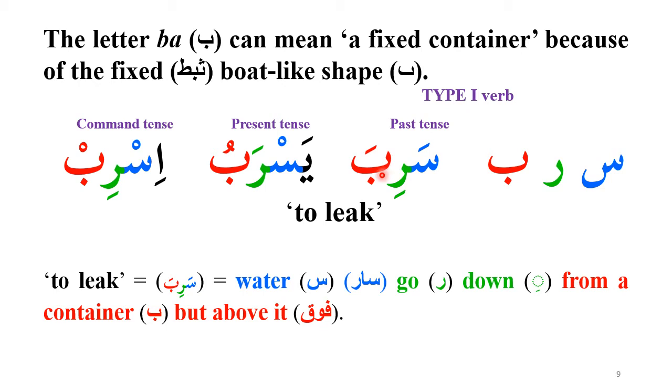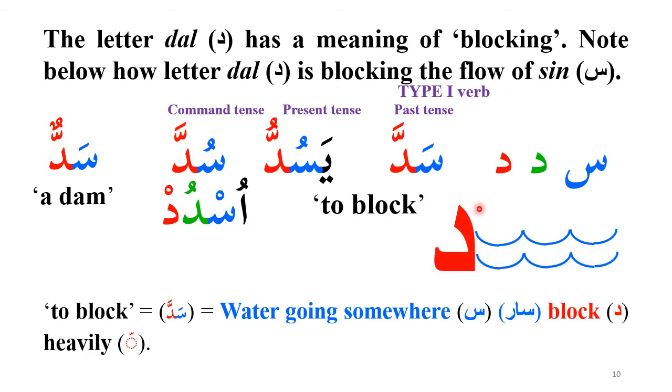The divine language is truly amazing that it can draw a picture like this, of a leaking from a container-like thing, like saraba and yasrabu. See, the leak was not there before, but after the action is complete, you can see the ra is going down. Saraba, to leak. Similarly, other letters with the sin would change the meaning of the going somewhere.